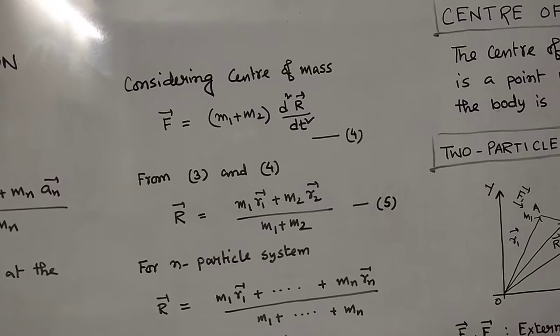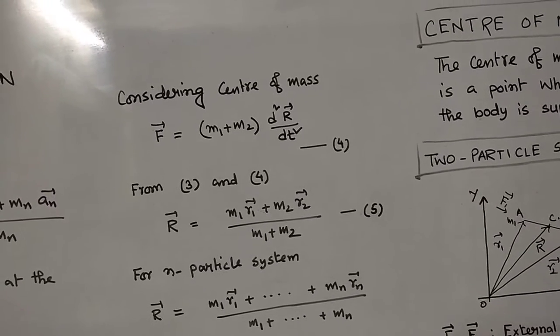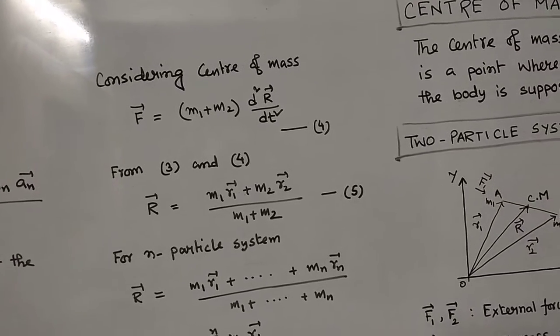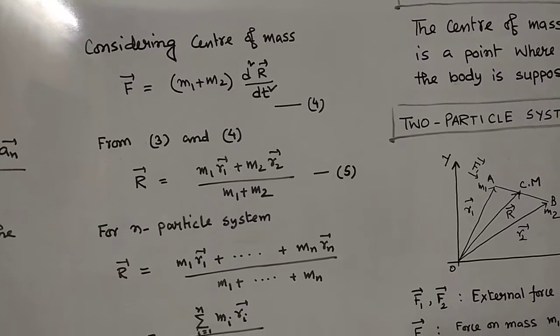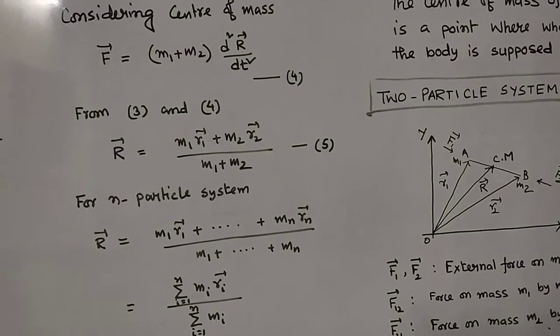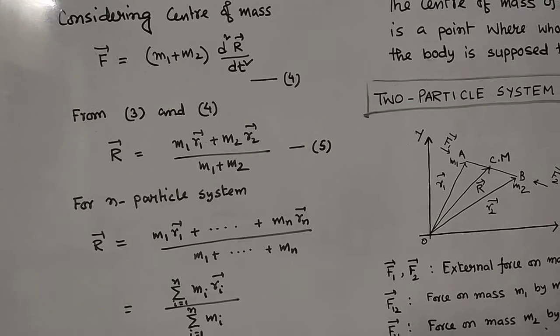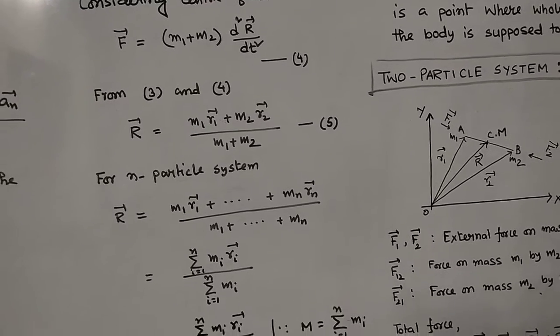So if someone asks you to define center of mass, basically we intend to define the position of the center of mass, or the coordinate of the center of mass. In terms of vector, it is r vector equal to m1 r1 vector plus m2 r2 vector by m1 plus m2. For an n particle system, it is m1 r1 vector plus ... mn rn vector by m1 plus ... mn.